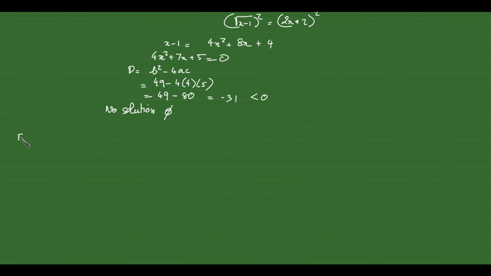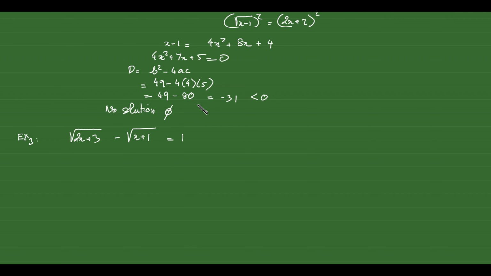So on the third example, I'm going to give you an even root equation. Again, it's still an even root equation, but instead of containing one radical, we have two even radicals. So I have something like this: square root of 2x plus 3 minus square root of x plus 1 equal 1. Okay, equal 1.